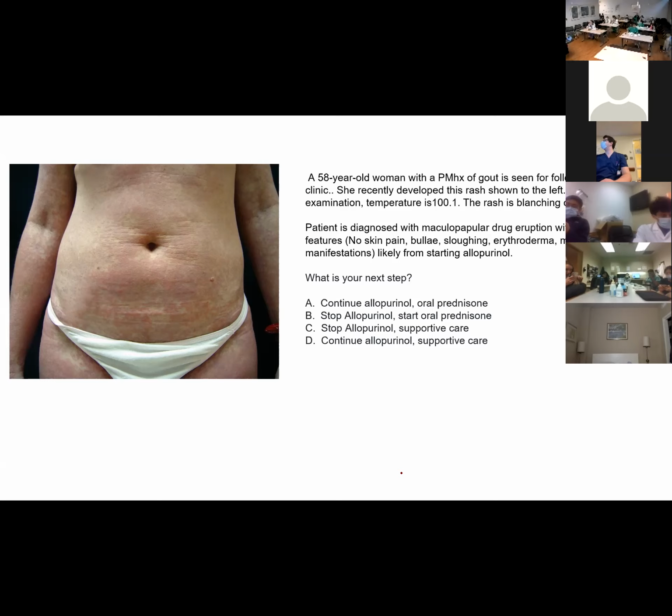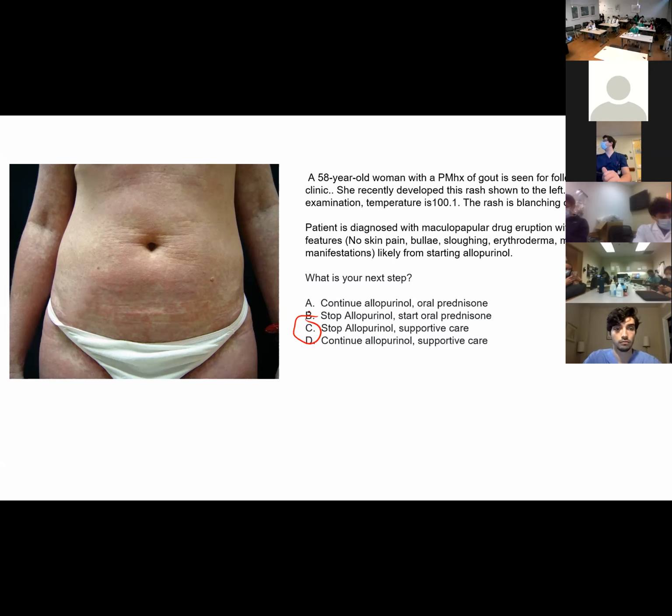All right, I got some C's. So C is correct. Yeah, so you're right. C is really what you want to do here. Now can you tell me what your thought process is? Well, when you said that they had no high-risk features, if you take away the offending agent, then the eruption should go down, probably just with some supportive care. Perfect, exactly. So this is what you really need to do in these drug reactions.